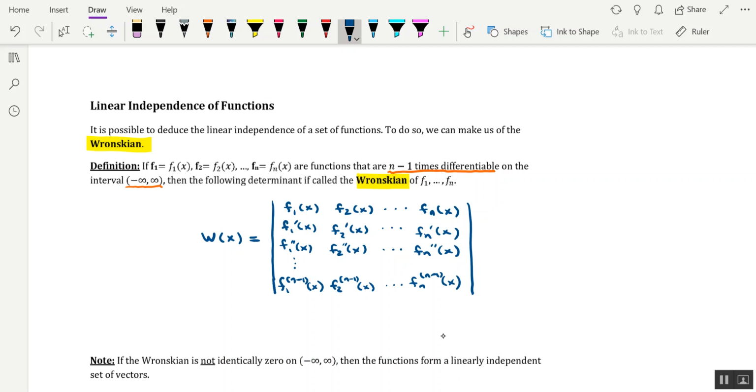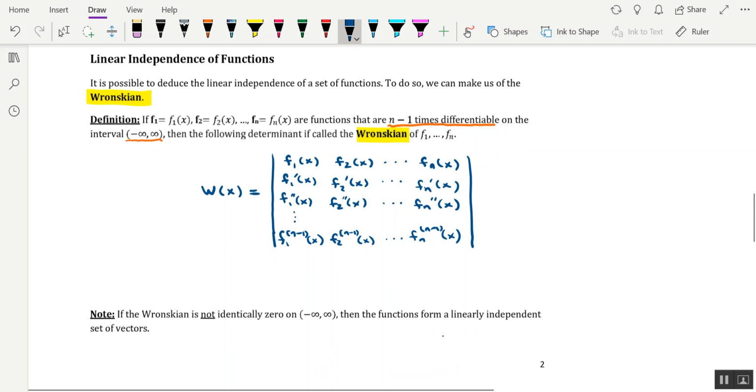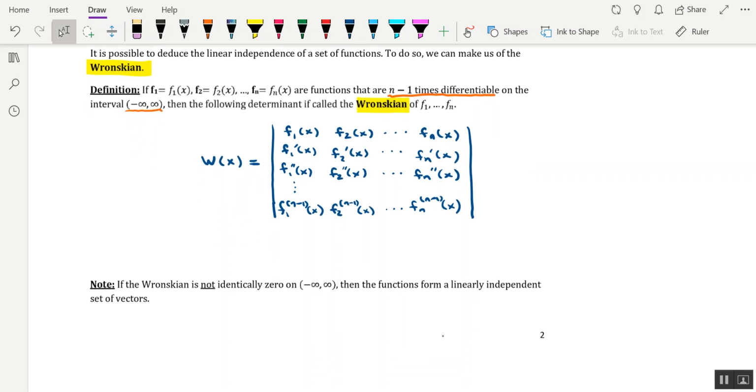Now, because this determinant is populated with functions and their derivatives, as you might expect, once we evaluate the determinant, we're going to get some function, which is why I wrote the Wronskian as function notation, capital W of x. And with any function, you can plug in any value for x. Notice that we are saying that these are differentiable on the interval negative infinity to positive infinity.